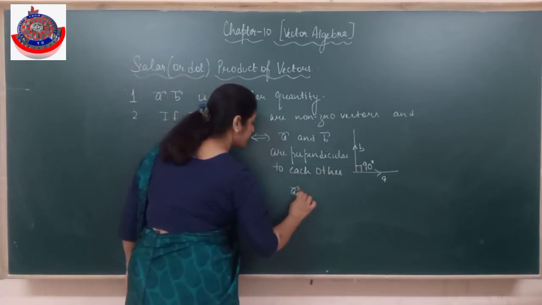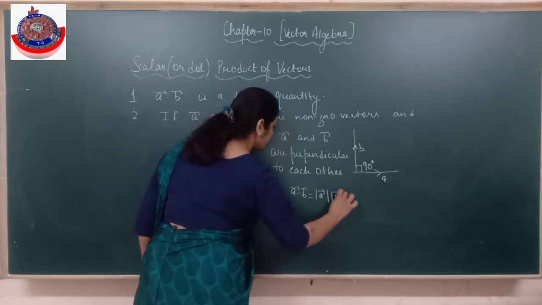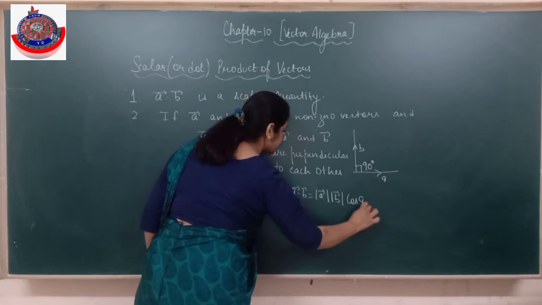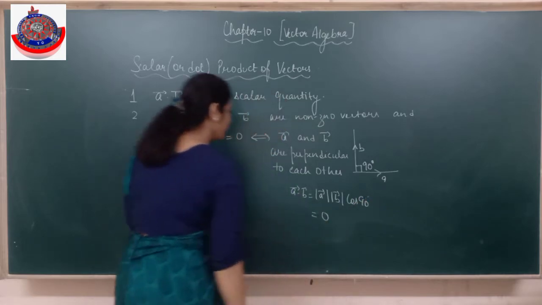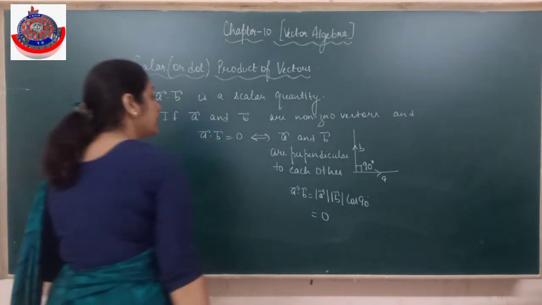We can easily find out. मुझे dot product निकालना है. What is the formula? Magnitude of A into magnitude of B into cos theta. Cos 90, what is cos 90? 0. That means if the dot product is 0, the vectors are perpendicular to each other.